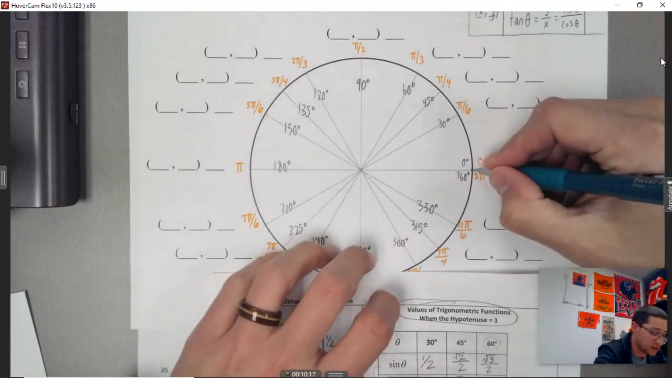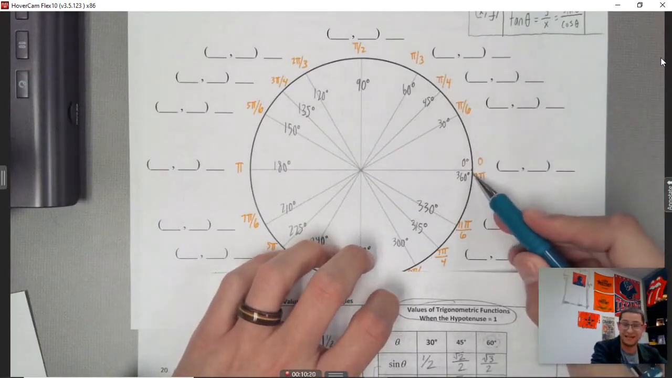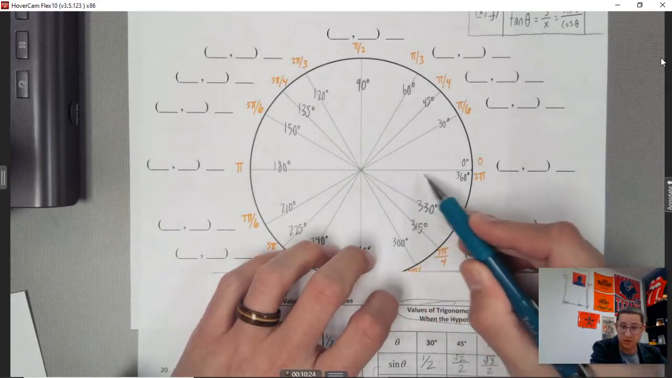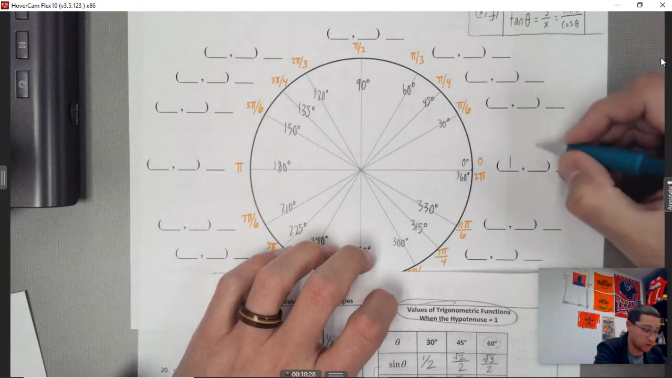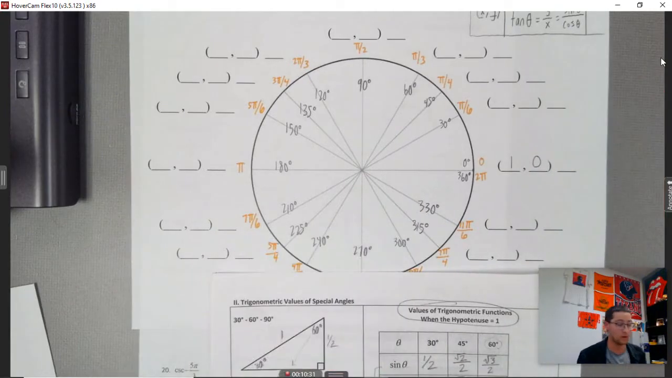With that logic, let's think about what this coordinate right here would be. Well, what is your x? Your x would be 1. What is your y value at that coordinate? Your y value would be 0.